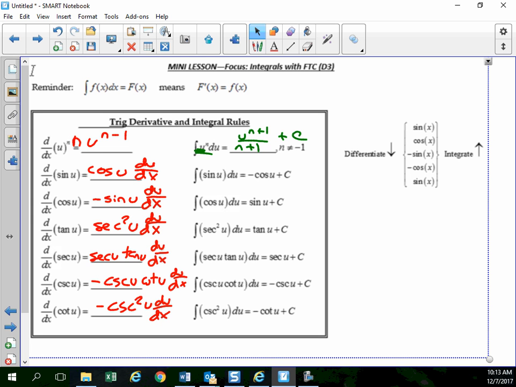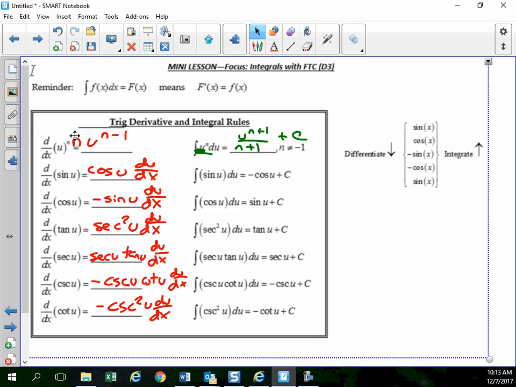The integration of secant squared is tangent. Want to know why? What's the derivative of tangent? Secant squared. The integration of secant tangent is just secant. Want to know why? What's the derivative of secant? Secant tangent. The integration of cosecant cotangent is negative cosecant, because remember that has the negative on it. This didn't, so the negative goes on the integration. And the integration of cosecant squared is negative cotangent. All those have plus c's on them, and they have the u's on them.